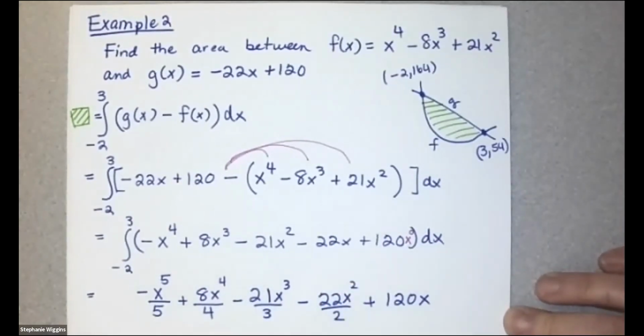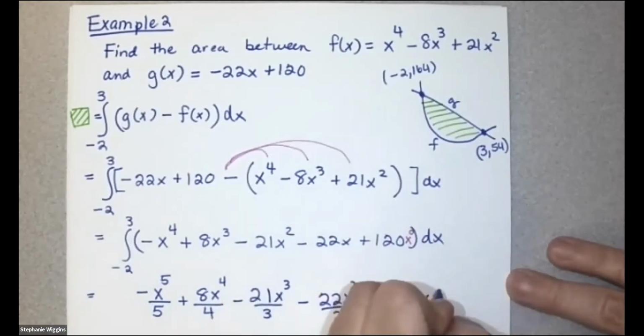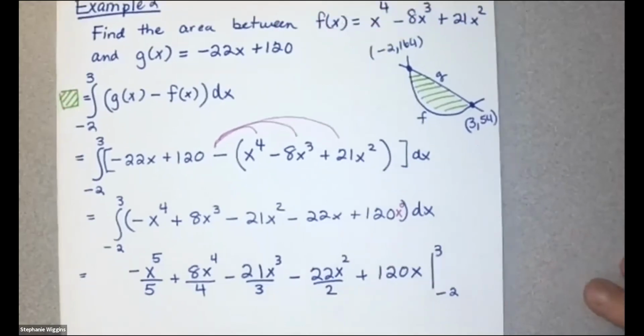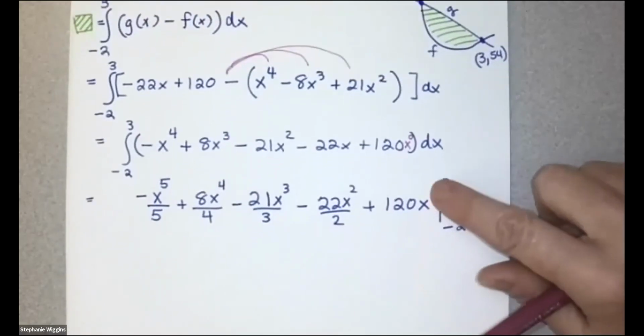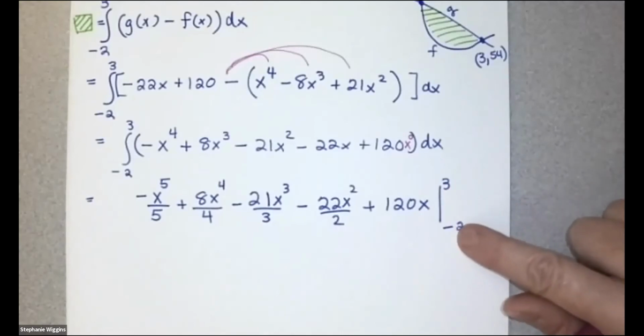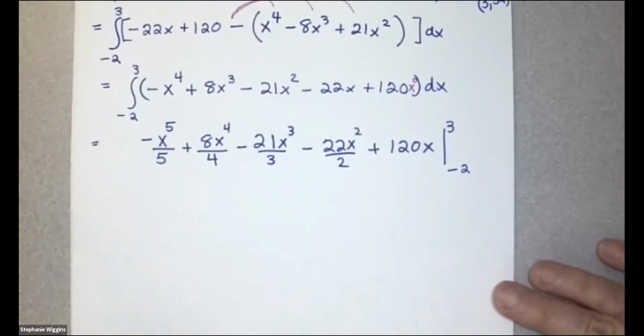There's my antiderivative of this function, and this is a definite integral, so I'm evaluating from -2 to 3. So this whole thing is going to be evaluated. And this just means you're going to take 3, plug it in, and then you're going to subtract whatever you get when you plug in -2. So I'm going to go ahead and do that now.